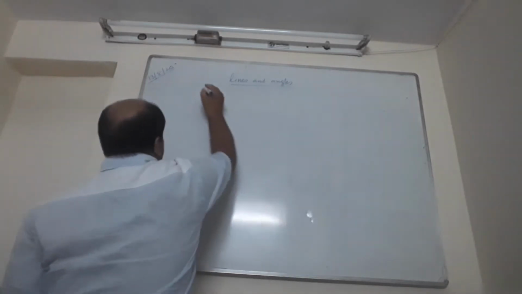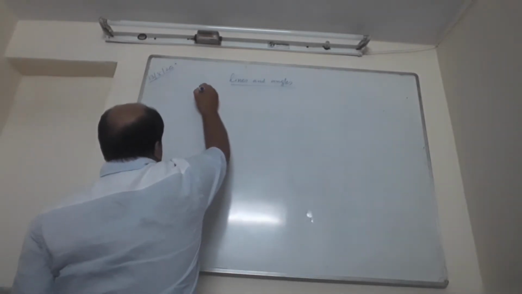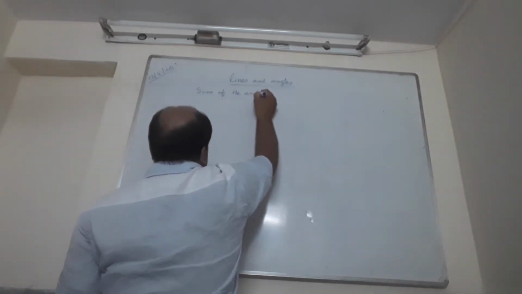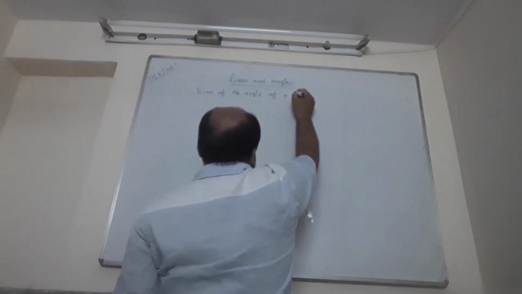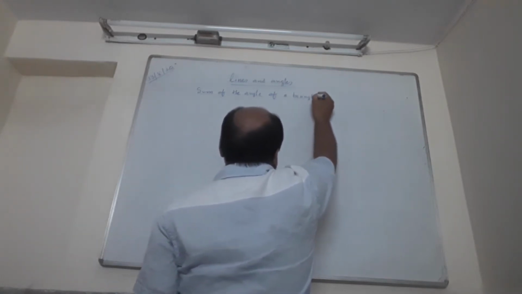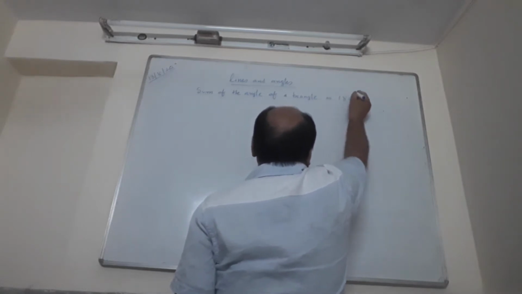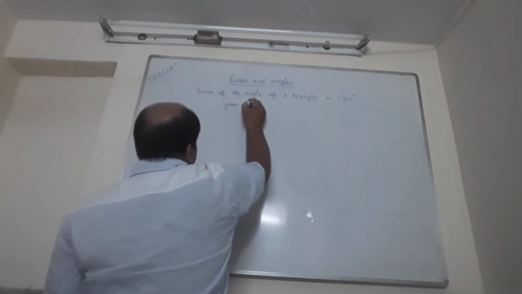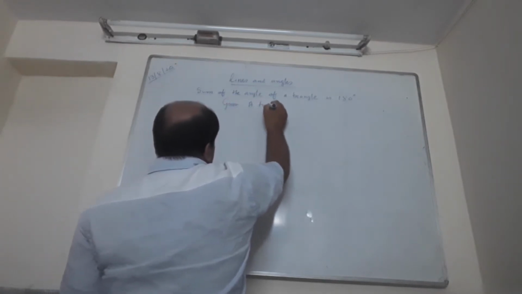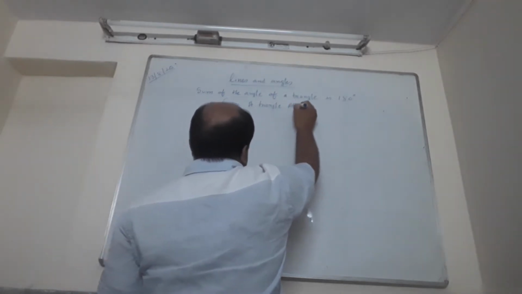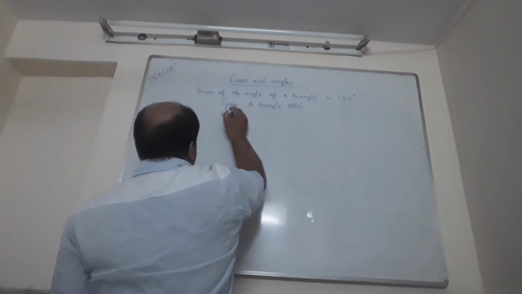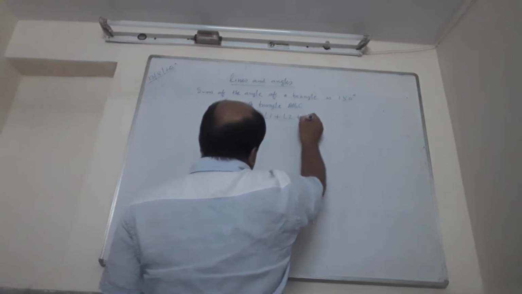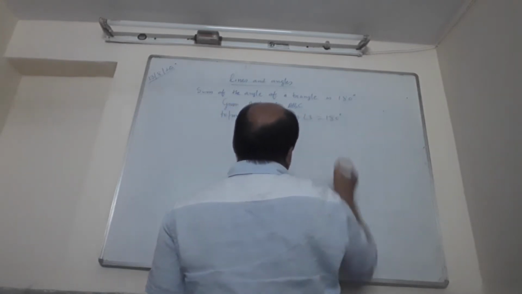So first theorem we can write: the sum of the angles of a triangle is 180 degrees. As usual we write here, given a triangle ABC, to prove angle 1 plus angle 2 plus angle 3 equal to 180 degrees.